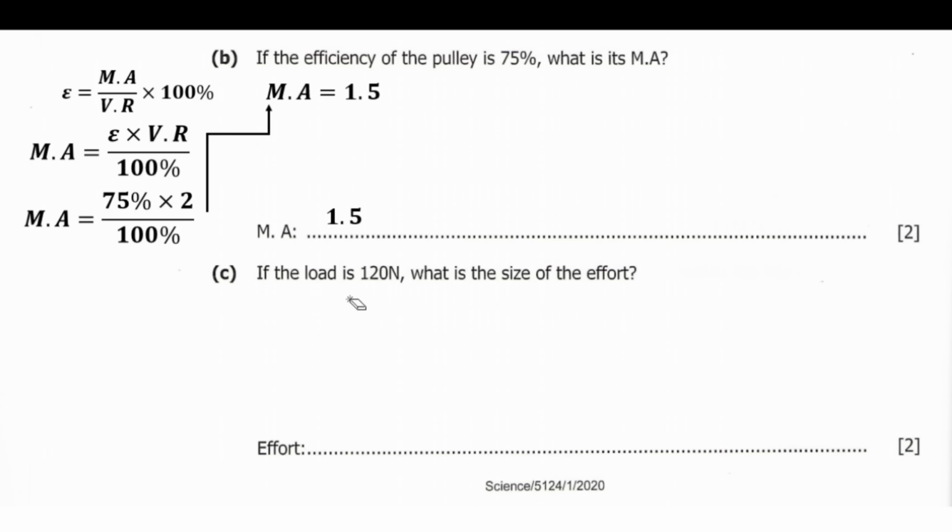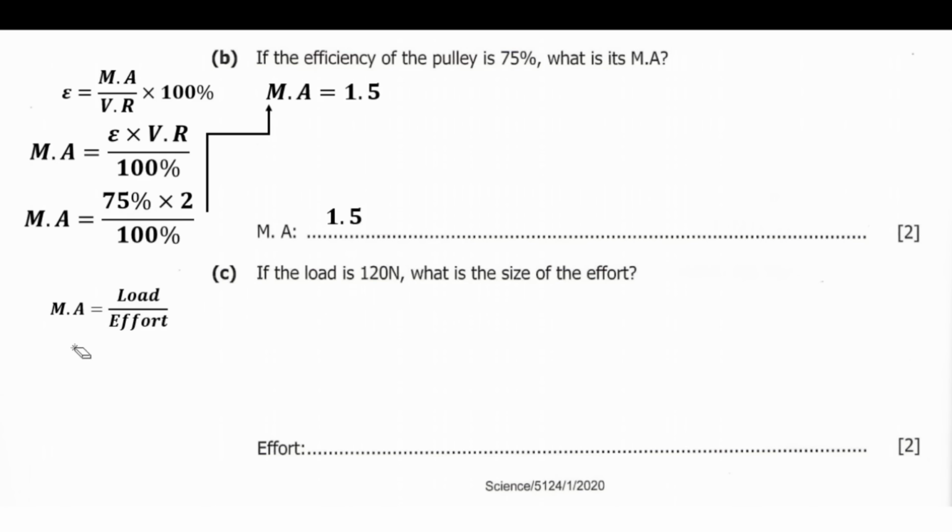All right? So C says if the load is 120 Newton, what is the size of the effort? So here we'll use mechanical advantage. Mechanical advantage is equal to load over effort. That's what the mechanical advantage also is. And we are told the load is 120 and the mechanical advantage is 1.5. Then they are saying what is the size of the effort.